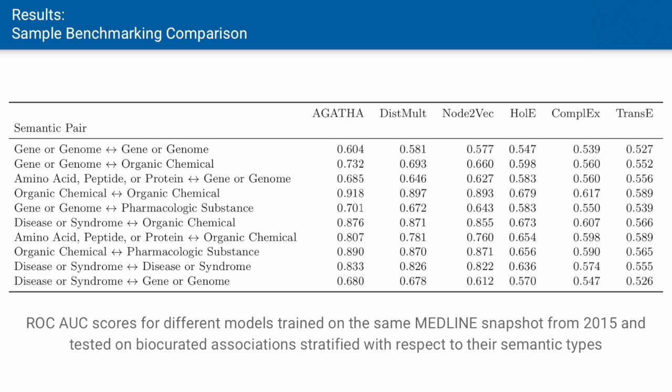Semantic stratification allows us to compare hypothesis generation systems with respect to different target domains represented by their corresponding semantic types. From this experiment, we can see, for example, that chemical interactions are easier to predict than gene interactions, which is true for all systems.